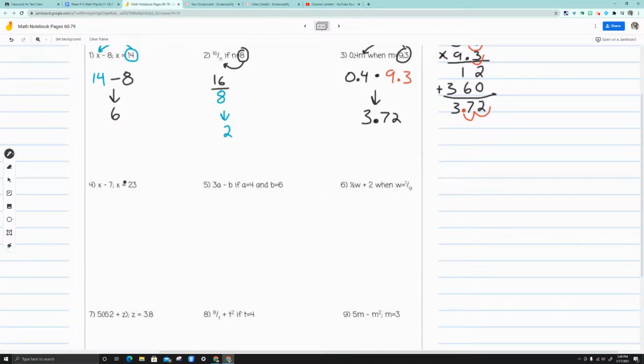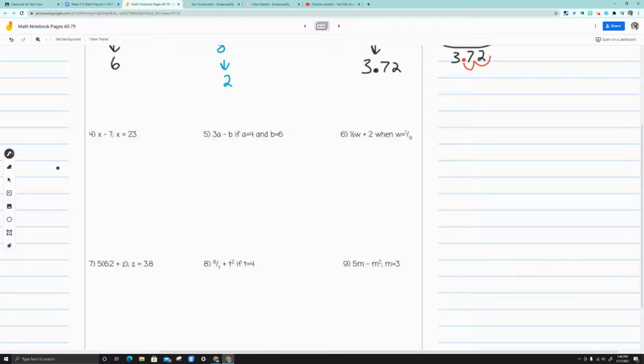Let's take a look at number 5. Number 5 is a little different now because we have 2 variables. We have 3a minus b. A is 4, b is 6. So we're going to substitute 2 different numbers for 2 different variables. 4 is going to be changed out for a, and let's see, we're going to trade out b for 6. I'm going to circle that with green.